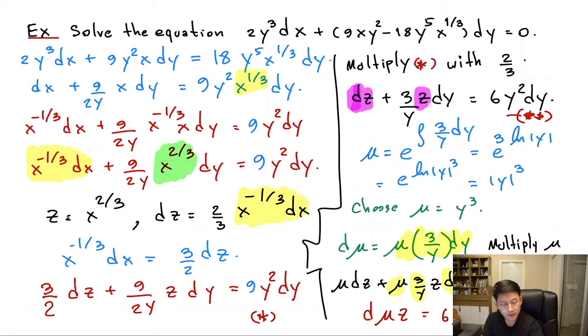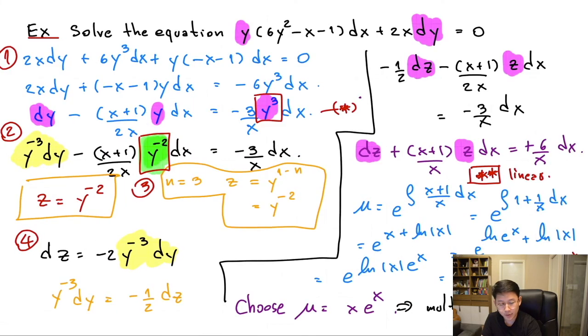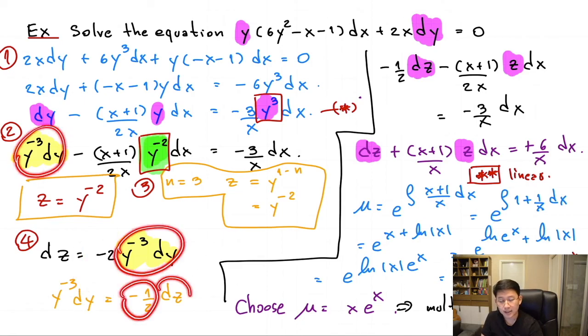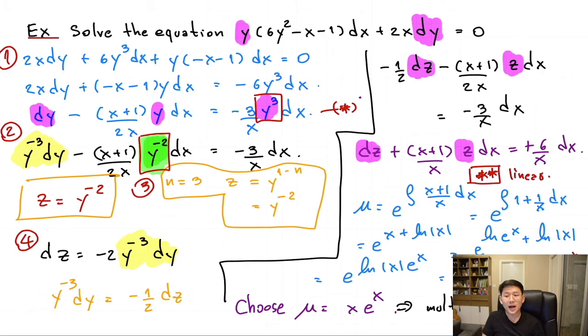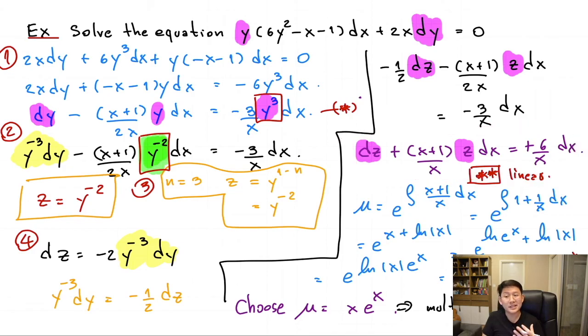Similarly, in the previous one, we change this to z, to have the z here. So we let z be this guy. And then we find dz, which means that we know that dz is this guy. So this is actually minus half of dz, and then we substitute, right? After that, we get this equation, which is what we're familiar with, the linear equation.